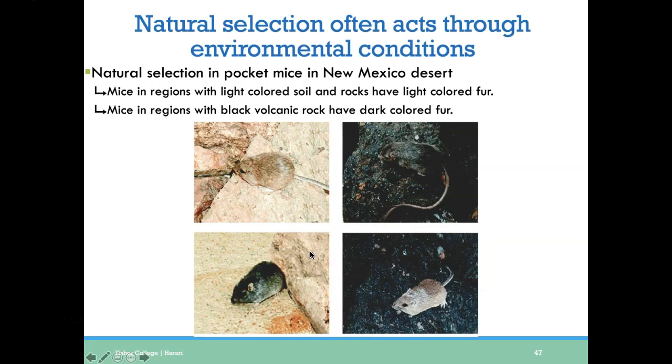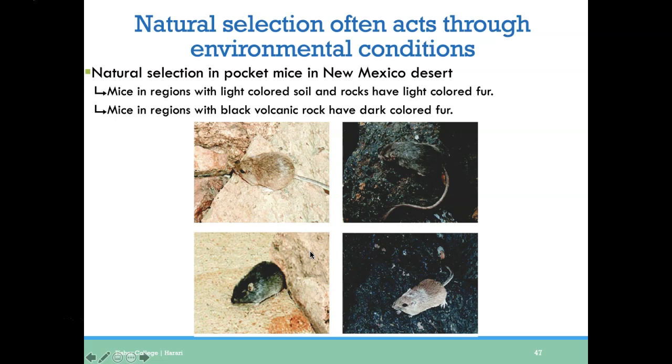To illustrate natural selection, we can look at pocket mice in the New Mexico desert. Mice in regions with light-colored soil have light-colored fur, whereas mice in regions with black volcanic rock have dark-colored fur, and this is so they can escape predators. If you look at a black mouse on this light-colored rock, it can easily stand out. Therefore, any dark-colored mouse in a light environment would have been selected against, right? It would have been eaten and would not have survived long enough to reproduce and pass on its dark fur genes. However, this mouse with light fur can live in this environment, so these mice would be able to survive long enough to reproduce and pass on their genes.